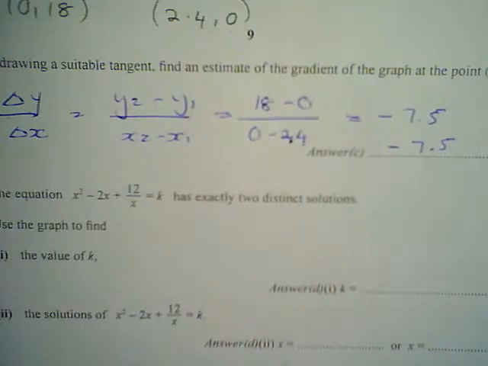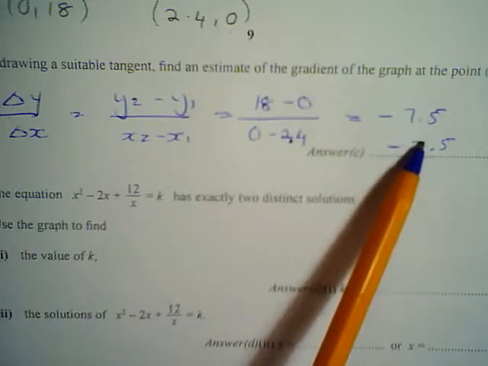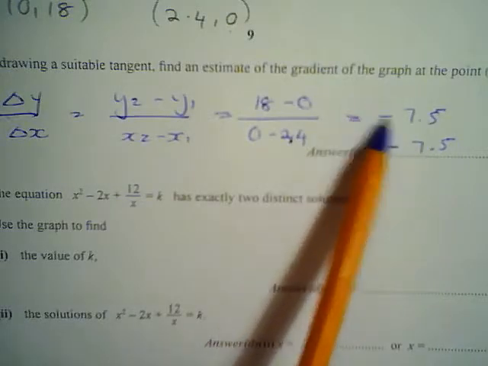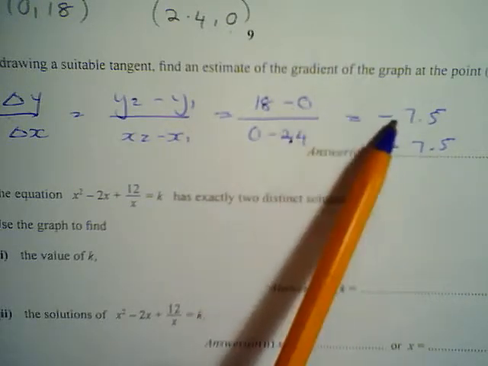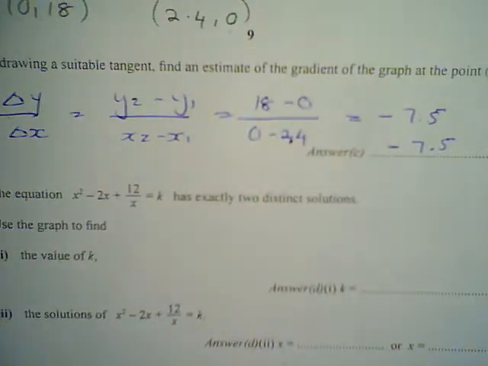Let me check on the full mark scheme. What do they accept as a gradient? They accept anything between negative 7.5 and negative 13 as a gradient. So we are fine here. Okay, good. Let's move on.